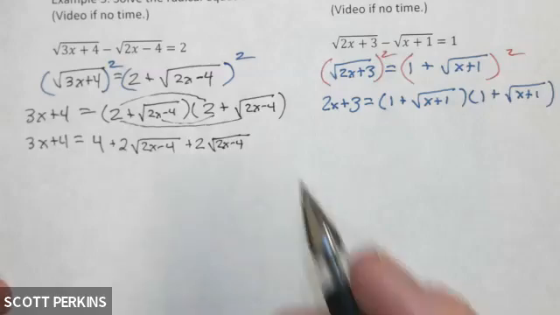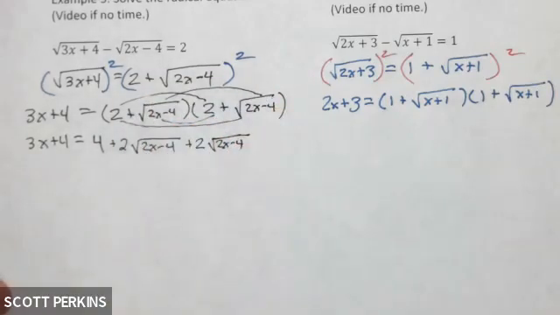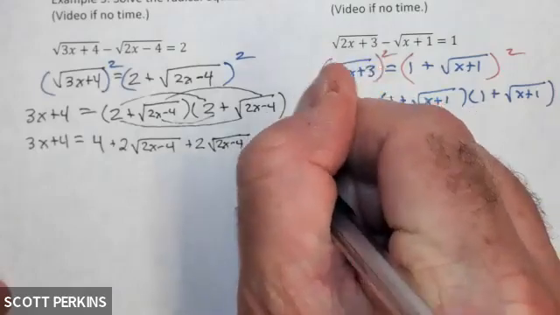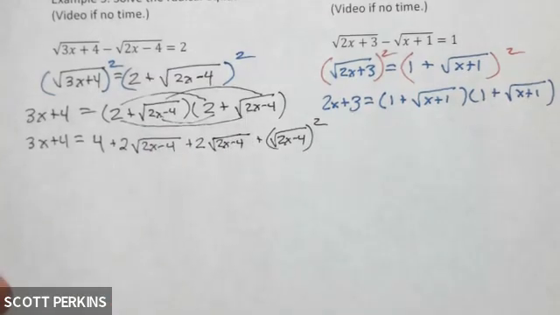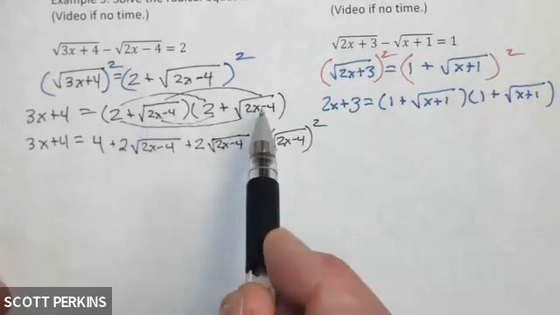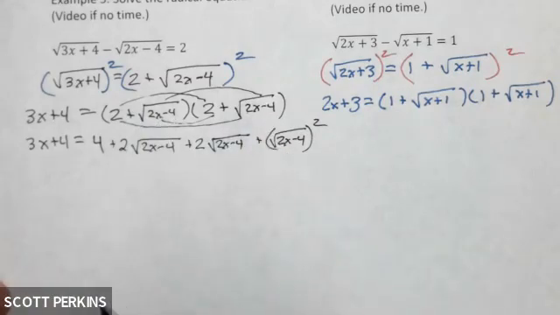And then my last, square root of 2x minus 4 times square root of 2x minus 4. Now here's some good news. Since I have the same thing times itself, what I have is the square root of 2x minus 4 squared. It's the same thing times itself. So if it was x times x, it would be x squared. If it was 3 times 3, it would be 3 squared. So the square root of 2x minus 4 times the square root of 2x minus 4 is the square root of 2x minus 4 squared.